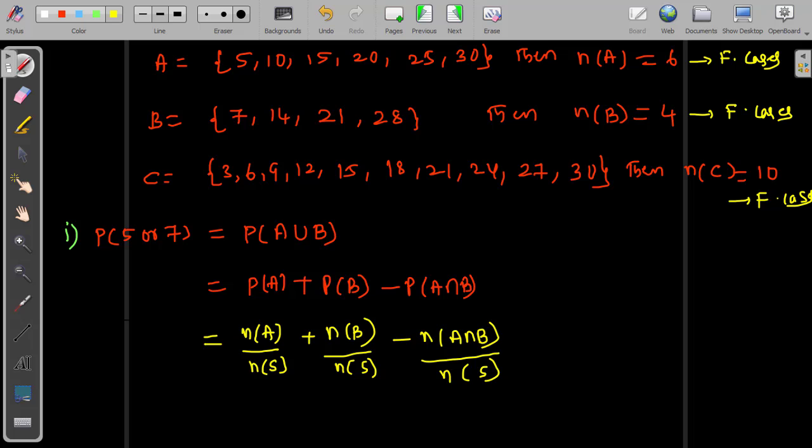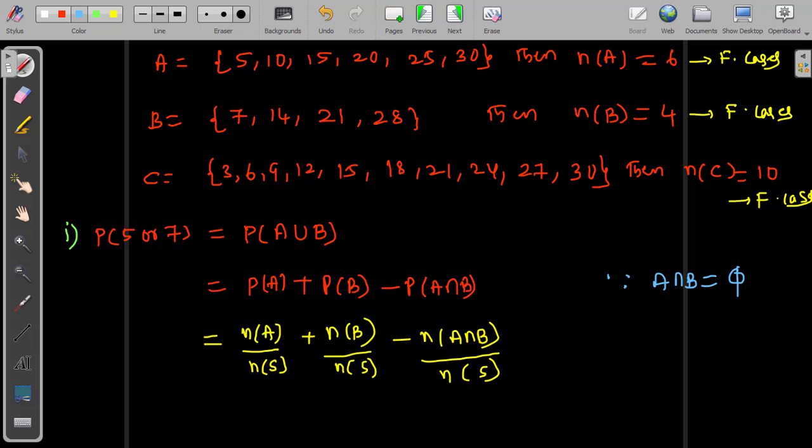But what about A intersection B? Since A intersection B means common elements, is there any common element? We need to check first. Here I have set A and set B. Here 5 multiples, 6 numbers are there, and 7 multiples, 4 numbers are there. So there is no common element between A and B, which means it is an empty set, which means A and B are disjoint sets, mutually exclusive. Disjoint sets are mutually exclusive.